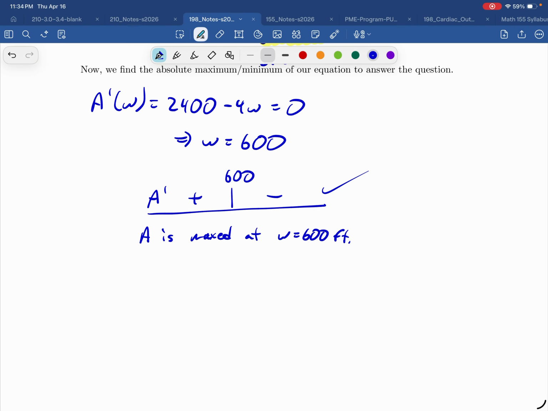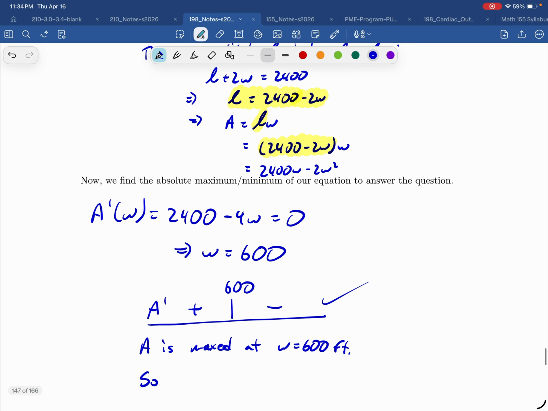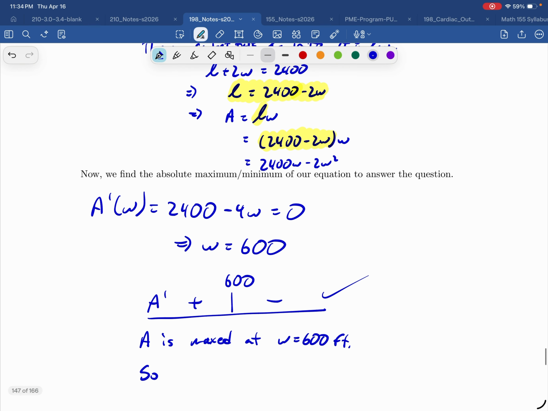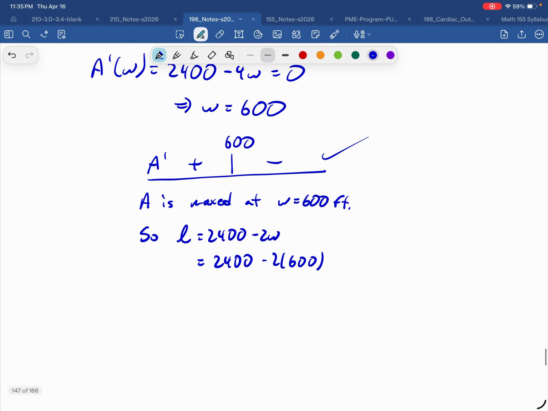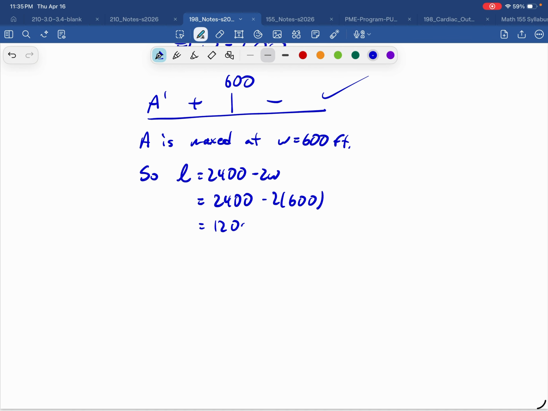They didn't ask for the largest area. They asked for the dimensions. Well, that means we need to find L. And if L equals 2400 minus 2W, then that's going to equal 2400 minus 2 times 600, and that equals 1200 feet.